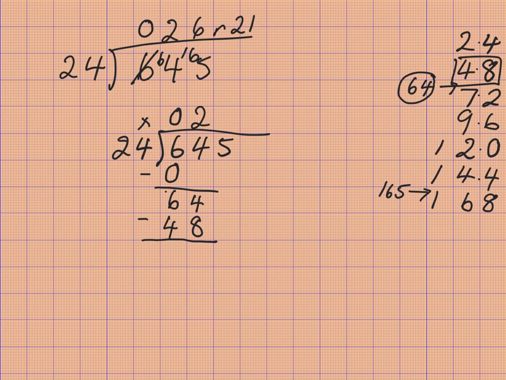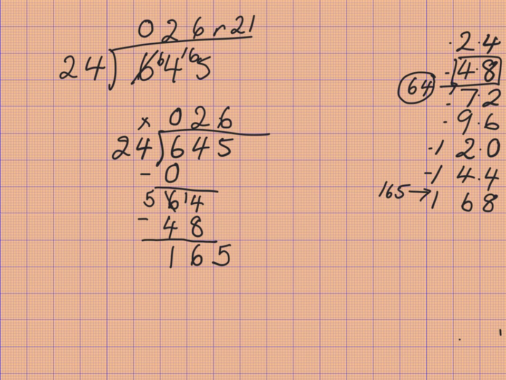So 4 take away 8 I can't do. I'm going to exchange. 14 take away 8 is 6. 5 take away 4 is 1. 16. Phew, I did that mentally accurately. Let's bring down the 5. 24 into 165 is here. So from last time we know that's 1, 2, 3, 4, 5, 6. 6. 6 times 24 is 144.